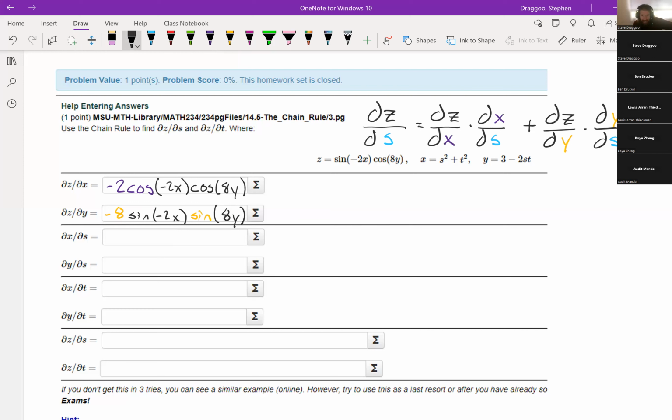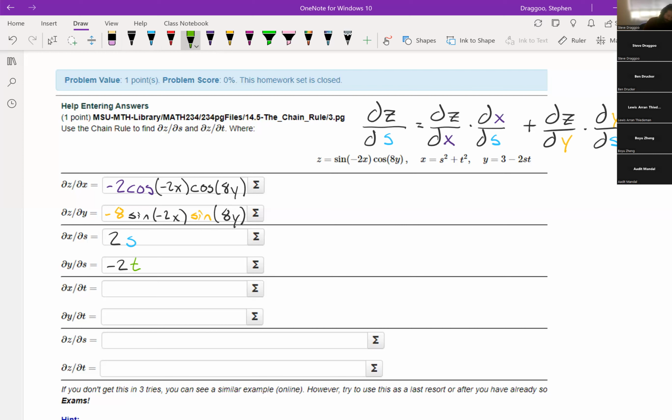So let's go through and get our s and t partials. Although really we're only going to need the s partials. So let's start with the derivative of x with respect to s. X is s squared plus t squared, so that derivative is going to be 2s. And then y is 3 minus 2st, so that derivative there is going to be negative 2t. And again, since I'm just going to focus on the s partial, I don't actually need the t partials. So I'm going to save that and probably come back and do it at the end.